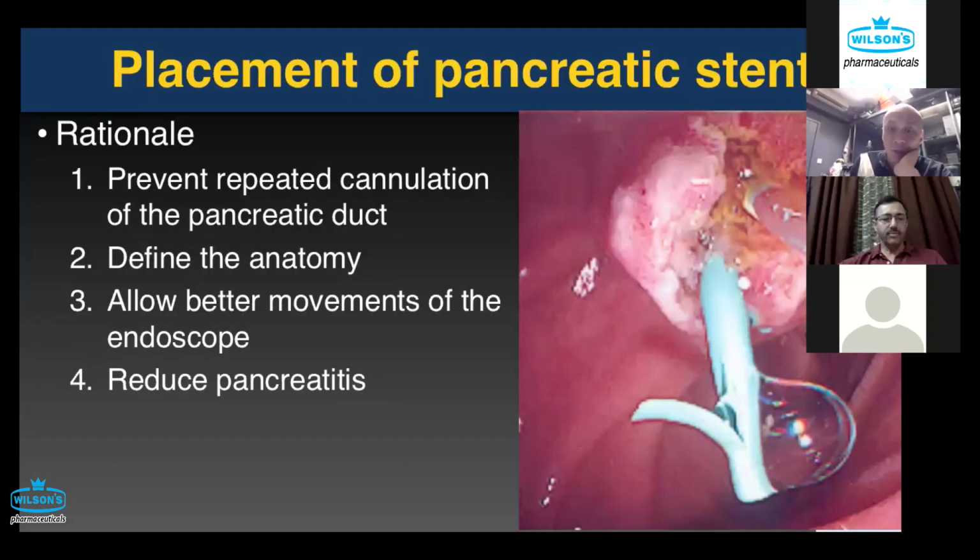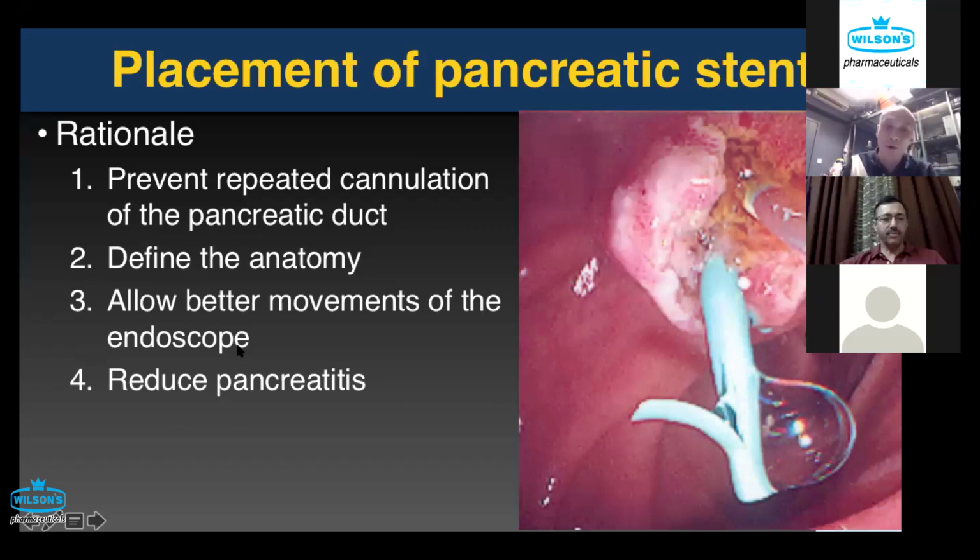So the use of a PD stent is very helpful in cannulation, and at the same time it also reduces the risk of pancreatitis. When we insert a PD stent, we need to be aware to avoid repeated PD cannulation. The PD stent also helps us to locate the anatomy. The pancreatic duct is usually located at 1 to 3 o'clock. It pulls the papilla straight so that it allows us to identify the CBD.